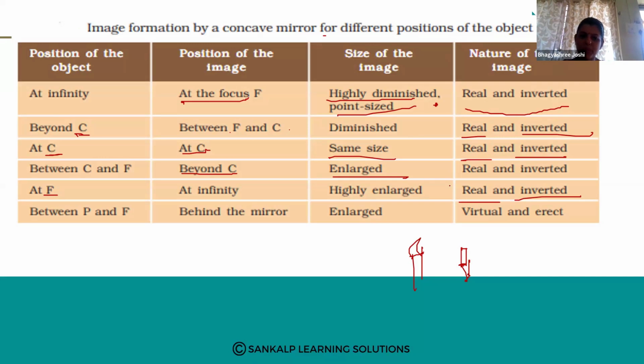When you keep an object between P and F, in that condition only the image will form behind the mirror. So this is important. When you keep the object between P and F, then the image will form behind the mirror and it is enlarged and it is virtual and erect. When you get the image behind the mirror, it is called virtual. When you get an image on the screen, then it is real. Here we are getting the image behind the mirror. That is virtual and it is erect. Erect means what? Upright, straight.